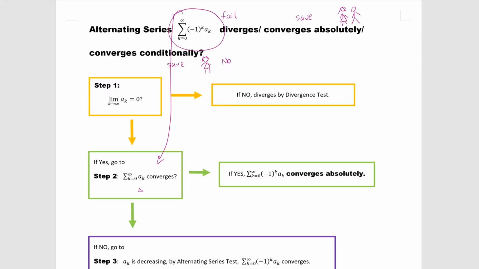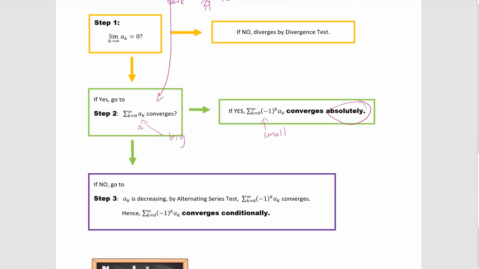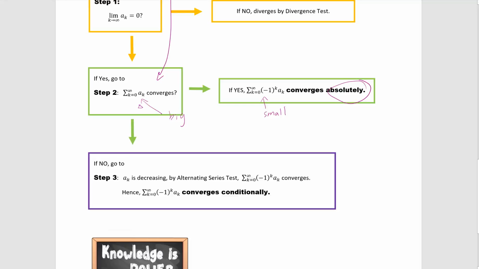If this series converges, then you would say the alternating series converges absolutely, because if this series converges, it also implies the alternating series converges. Remember, the series is the big guy, and the alternating series is the small guy. So if the big guy converges, the small guy also converges. In this case, both series converge, so we say the alternating series converges absolutely. Okay, so if the series of a sub k diverges, go to step 3.